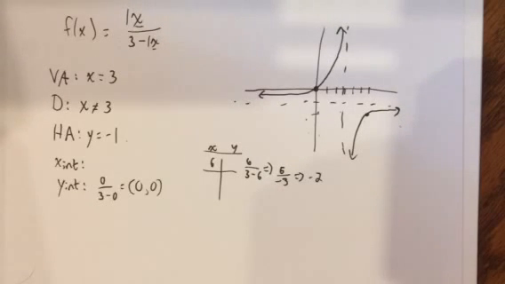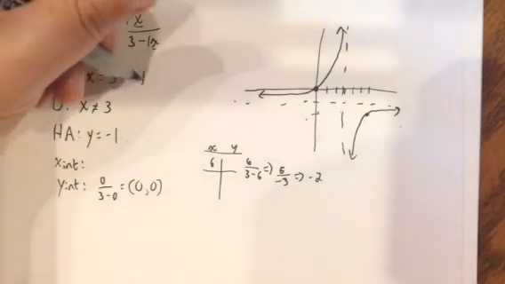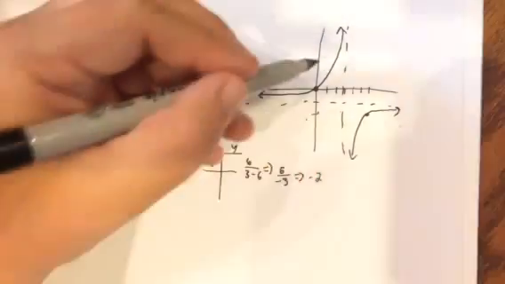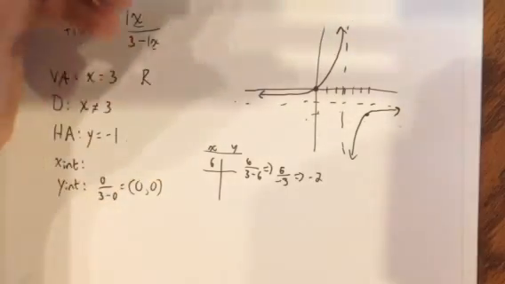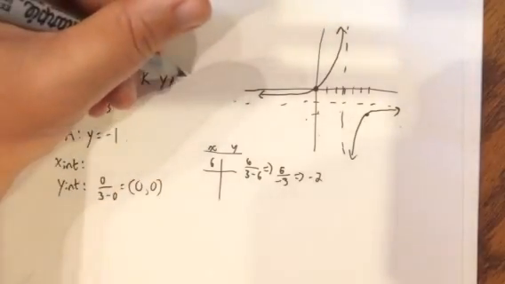Okay, so we can get that graph, get an idea of what is going on. I guess I should find the range. My range goes all the way down, goes all the way up. It's just not hitting that asymptote, so y does not equal negative 1.